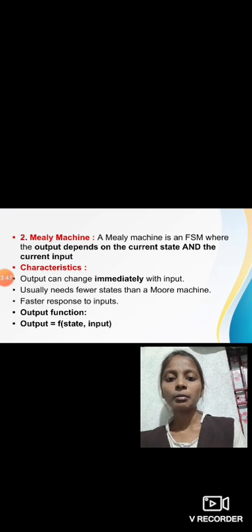And the second one is Mealy machine. A Mealy machine is an FSM where the output depends on the current state and the current input. Characteristics of Mealy machine: output can change immediately with input. Usually needs fewer states than a Moore machine. Faster response to inputs. Output function of Mealy machine, that is output is equal to f of state comma input.